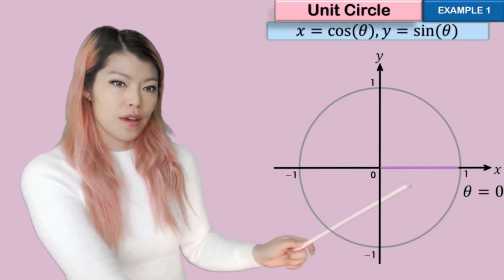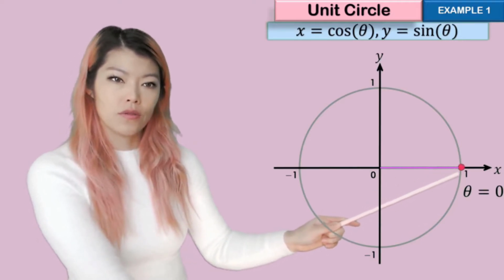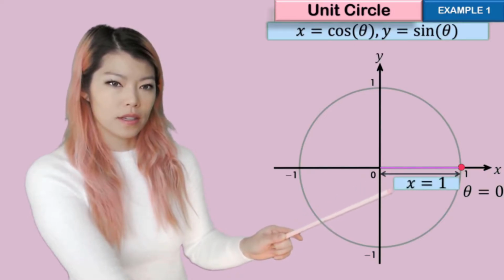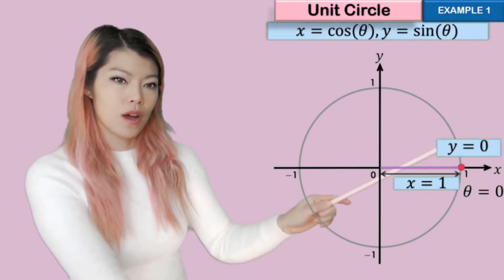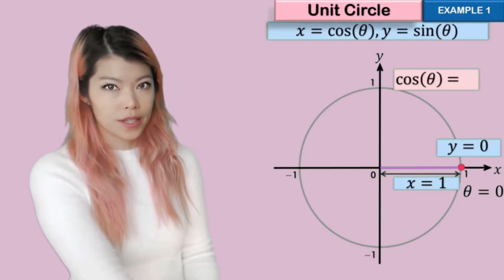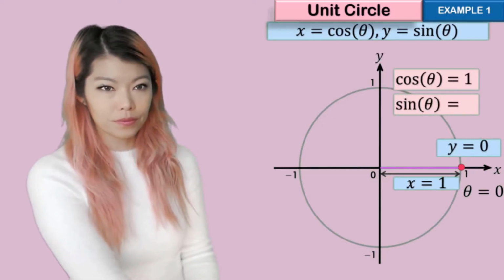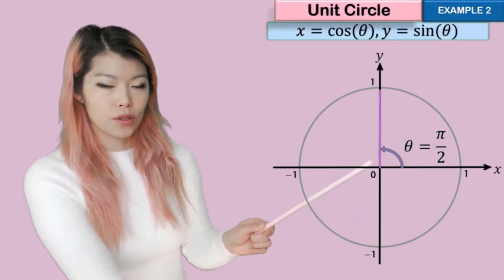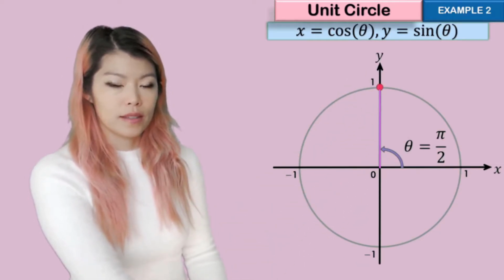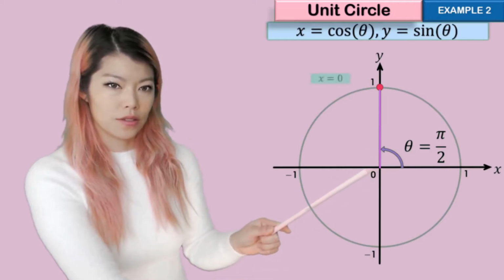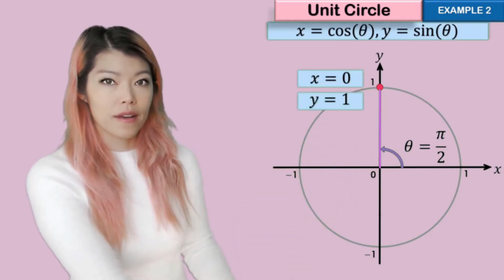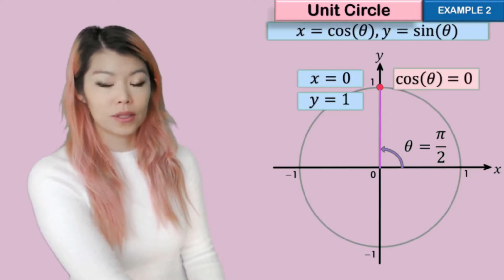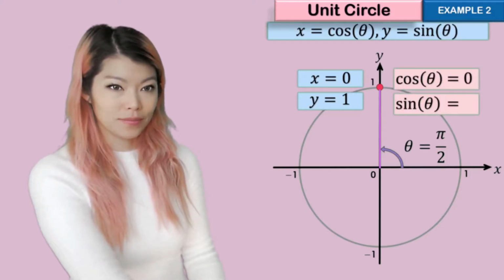So let's have a look at a few values. At theta equals 0, right at the start there, we see that the x value is 1, therefore cos is 1, but the y value is 0, therefore sin is 0. Now if we go to pi on 2 or 90 degrees, we can see that the x value is now 0, but the y value is 1. So cos is 0 and sin is 1.